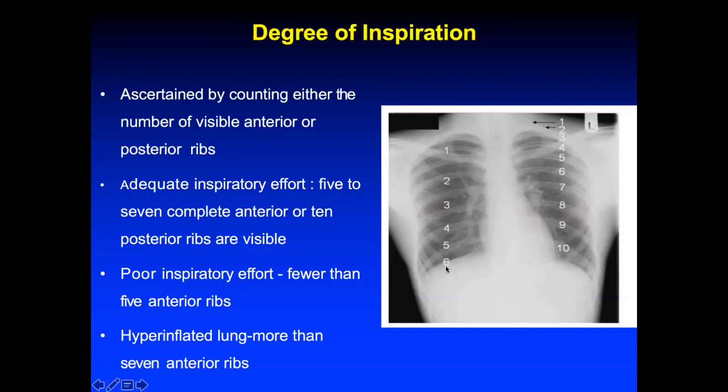So this is basically a requirement for calling it a good inspiratory effort. Now, poor inspiratory effort is less than 5 anterior ribs. So if the 5 anterior ribs are not visible, it's a poorly inspiratory film. Hyperinflated is more than 7 anterior ribs in the mid-clavicular line.